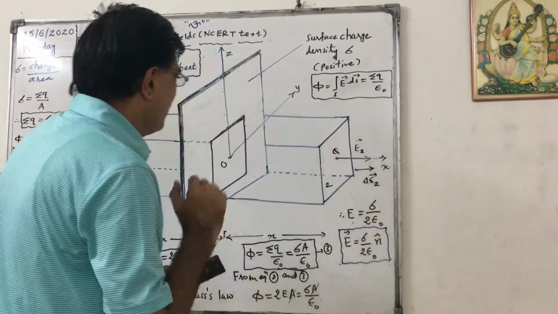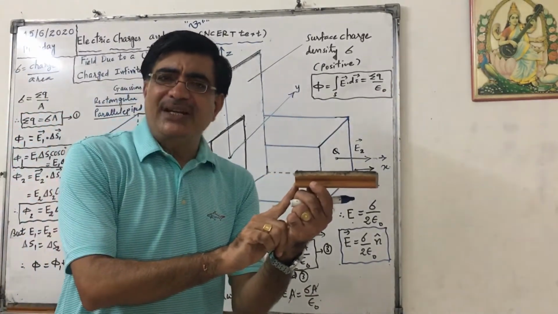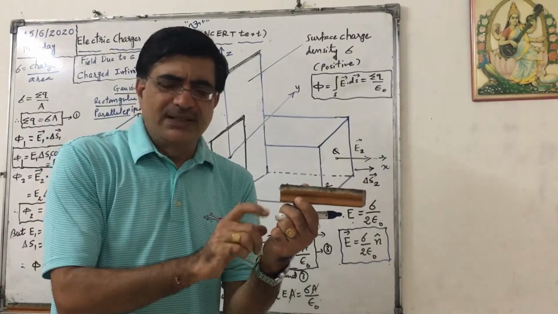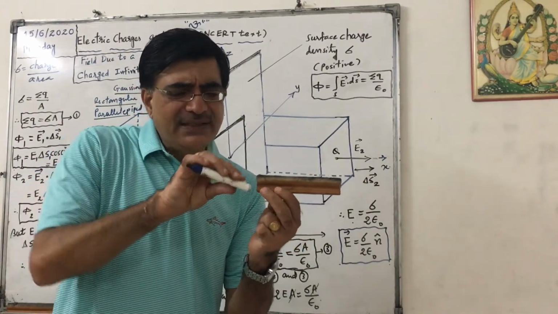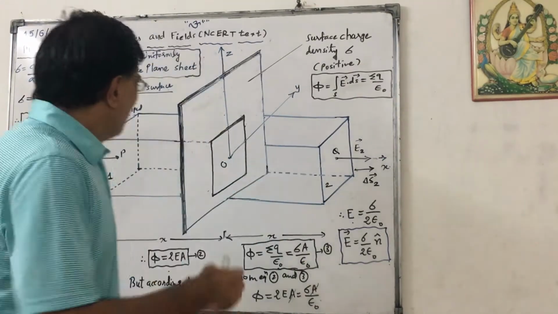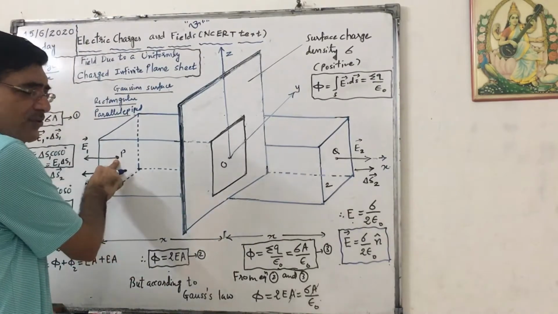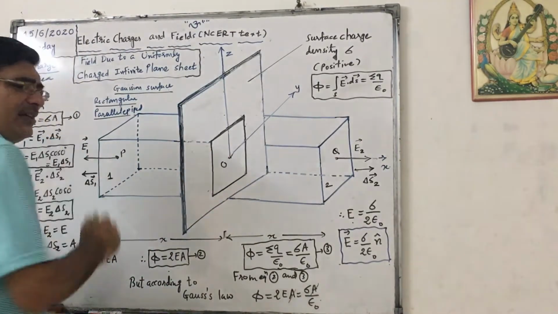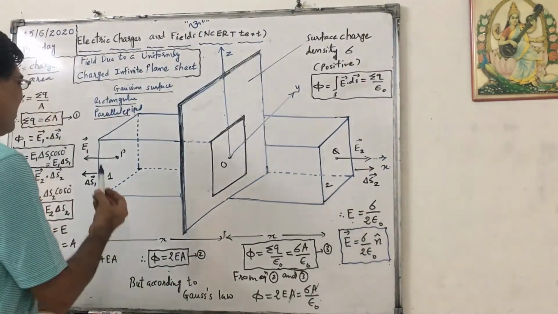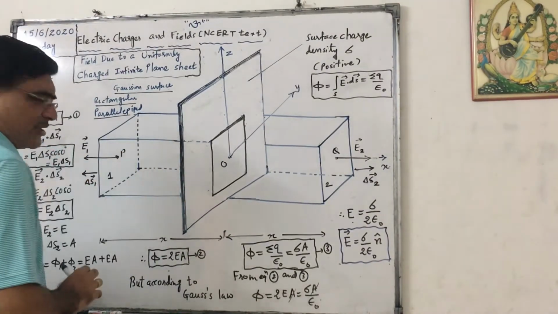Now consider this surface. It is surface 1 for us. Its area is in this direction, area vector delta S1. The electric field will also be in the same direction, because if I put a unit positive charge here, this positive charge will offer a repulsive force. So the electric field is E1, and the area of this is delta vector S1.